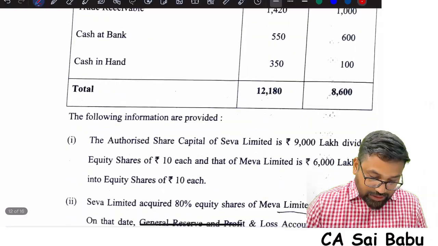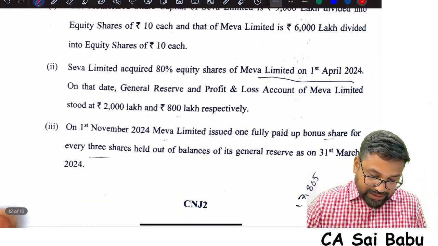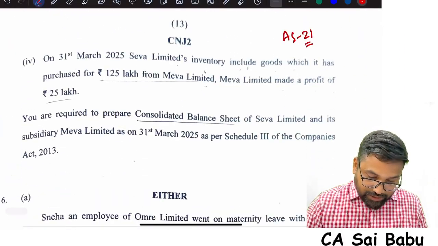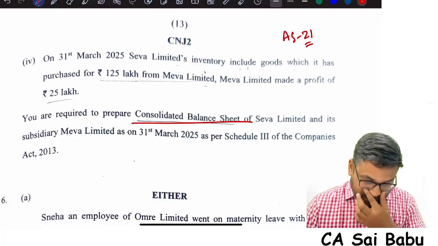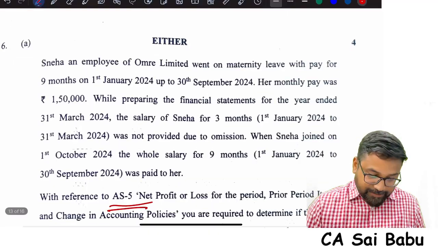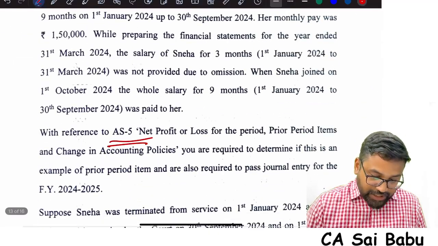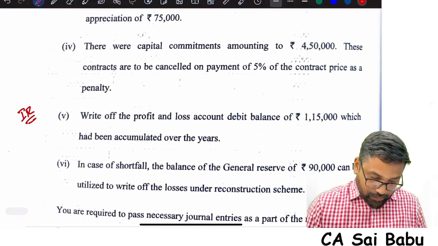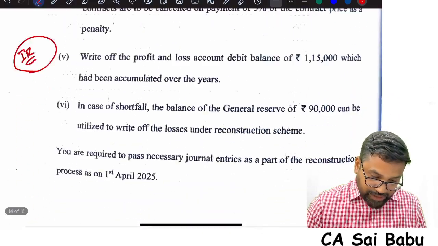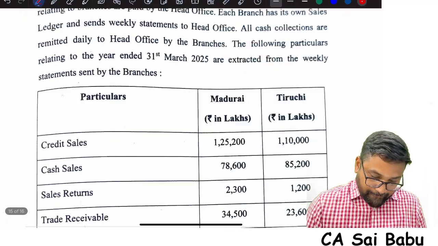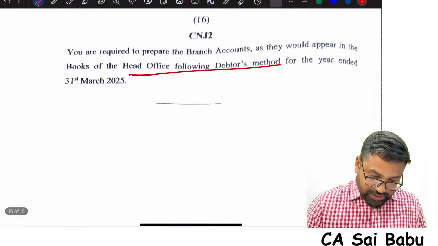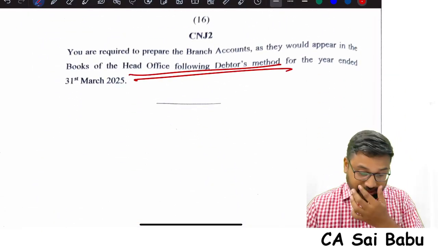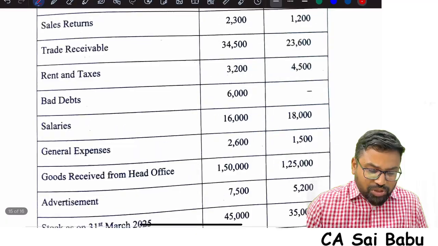Next, consolidation, also a very easy question only they have asked, sir. Nothing great. Consolidated balance sheet they have asked, with simple 1 or 2 adjustments. AS 5 question. Internal reconstruction they have tested. Branch accounts as usual, very simple, debtors method in the books of head office.